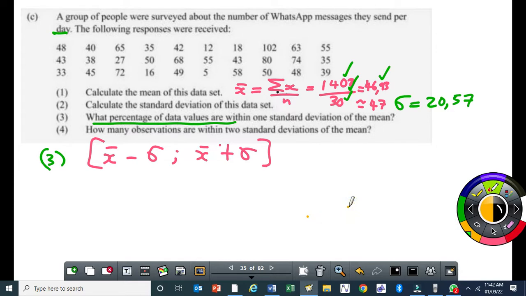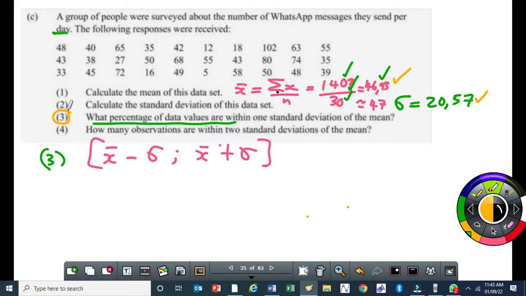Okay, so I found the mean. Then I showed you how to use the calculator to determine the standard deviation, and I explained what the standard deviation is. Okay? Now we need to move on to question 3.